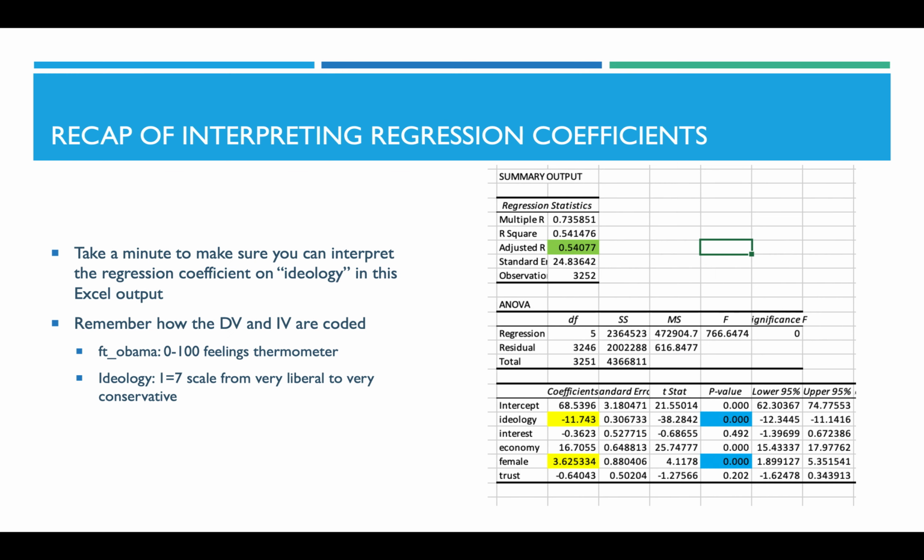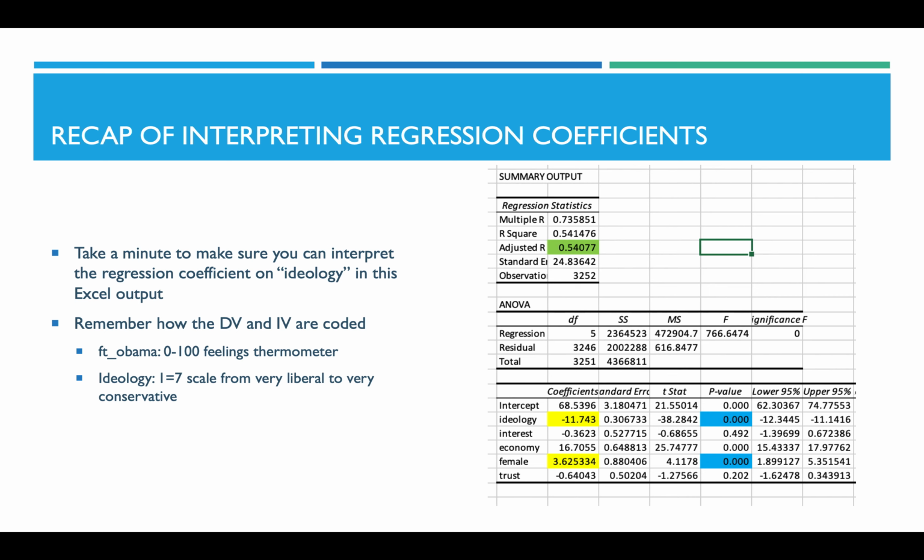Before we do that, though, let's just recap our interpretation of basic regression coefficients. By now, you should be able to do this pretty easily. So what I'd like you to do is take a minute and make sure you can interpret the regression coefficient that I have highlighted on the screen in yellow next to ideology, this coefficient of negative 11.743.